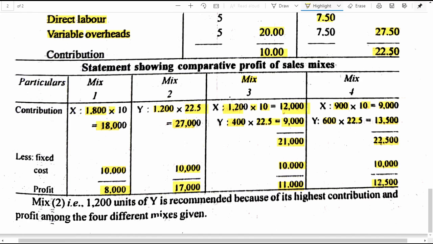So now if you look at the profits of all these 4 sales mixes, you find sales mix number 2 that gives us the higher profit and higher contribution as well. Therefore, you recommend to the management that sales mix number 2 is more profitable than other mixes because of its higher contribution and higher profit than that of other sales mixes suggested in the problem.